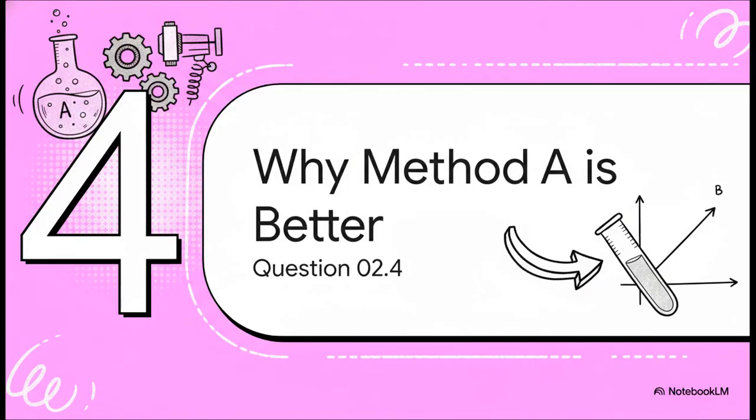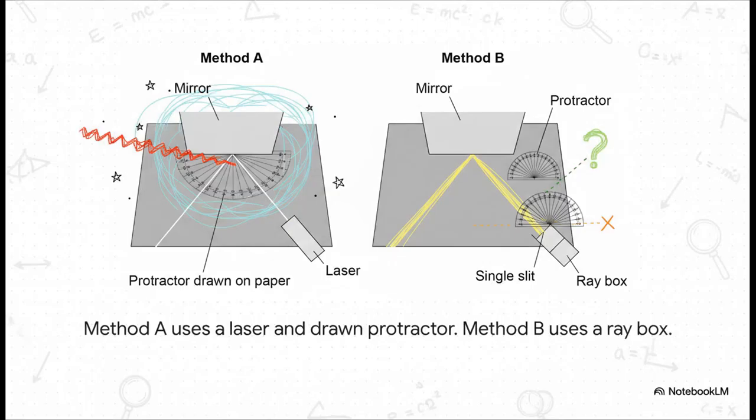Okay, we're on the home stretch. For the very last part of this question, you need to become a critic. You've got to evaluate 2 different ways of doing an experiment and explain why one is better than the other. And here they are. Method A is pretty clever. It uses a laser and has the protractor actually drawn on the paper. Method B is a bit more traditional with a ray box and a separate protractor that you have to hold in place. The question is, why is method A better?